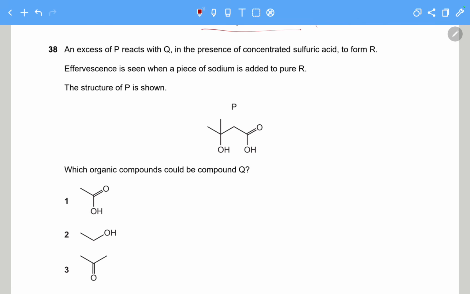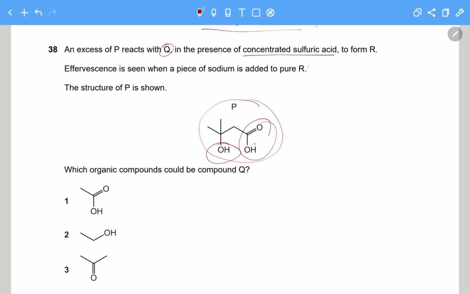An excess of P reacts with Q in the presence of concentrated sulfuric acid to form R. Effervescence is seen when a piece of sodium is added to pure R. The structure of P is shown. So P reacts with Q in the presence of concentrated sulfuric acid. Q can be a carboxylic acid or an alcohol, or probably both, because if it's a carboxylic acid, it will react with the OH group. If it's an alcohol, it will react with the carboxylic acid group, and in both cases they will give different esters.